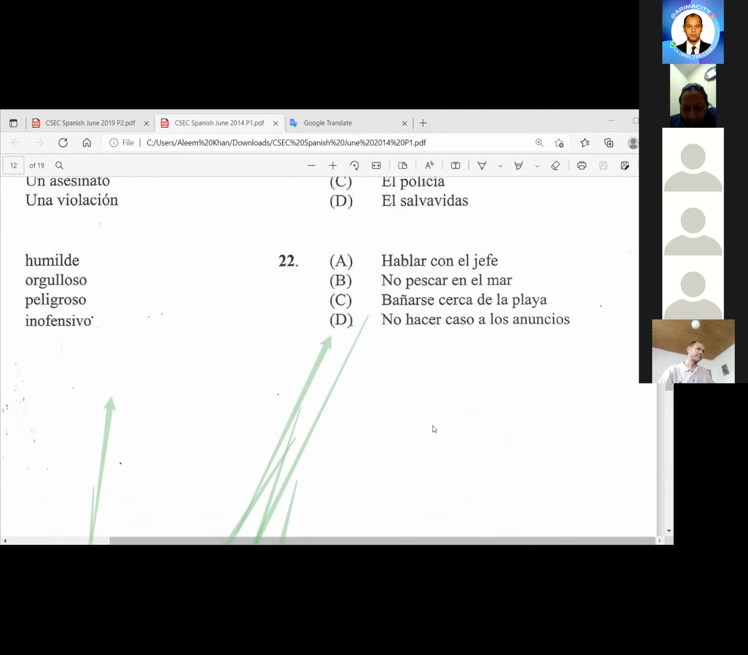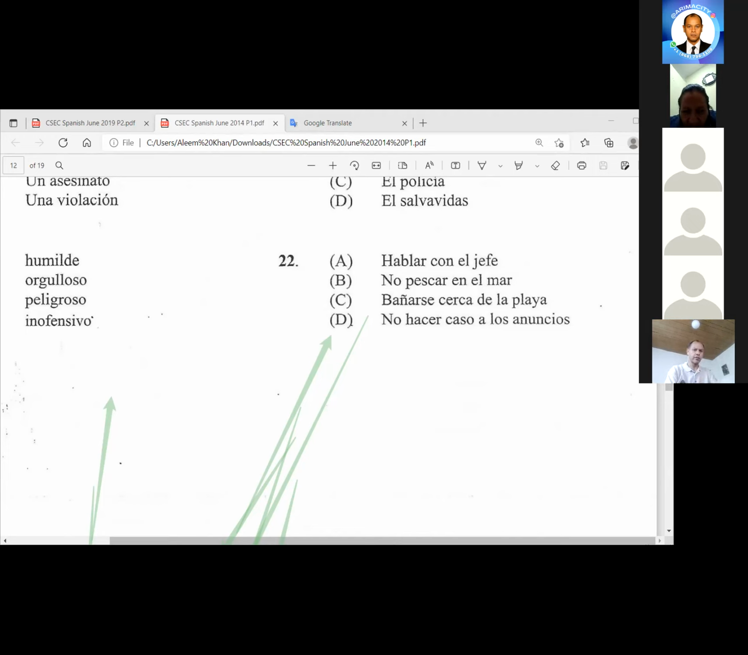Ok. A ver. Voy a ponerlo en el chat para el beneficio de todos. Cerca del pozo petrolero, hay un letrero que prohíbe las redes. Cerca del pozo petrolero hay un letrero que prohíbe las redes.